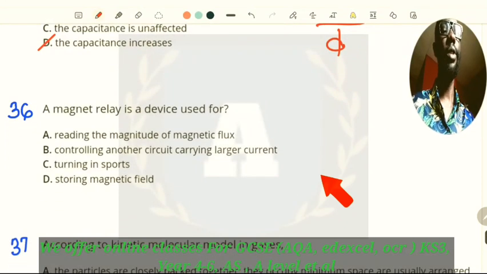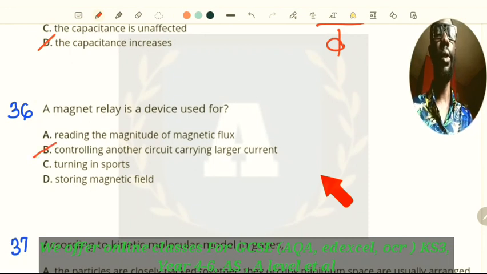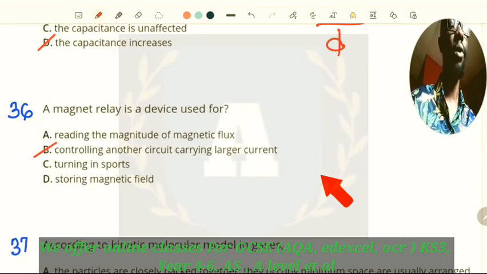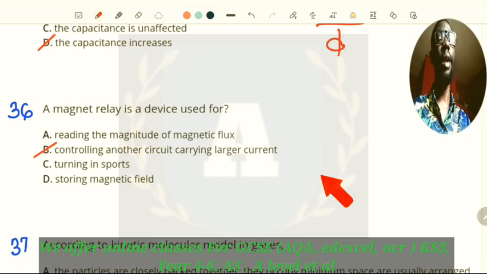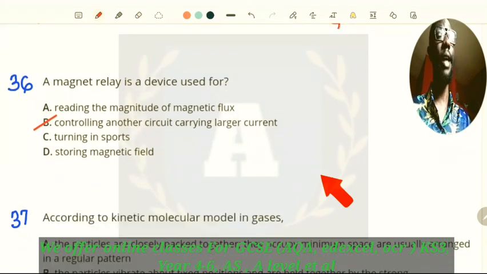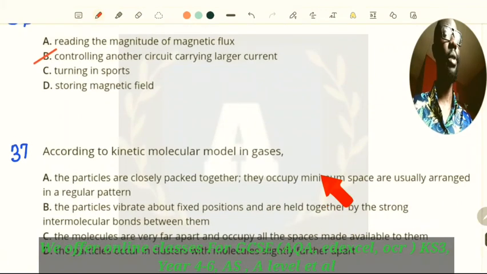Now, a magnetic relay is a device used for controlling another circuit carrying large amount of current. So that's what we use a relay for, when current is being transferred from the primary source and distributed to all parts where they are needed. So a relay is a magnetic device that helps in controlling a circuit carrying large current, current with high energy.